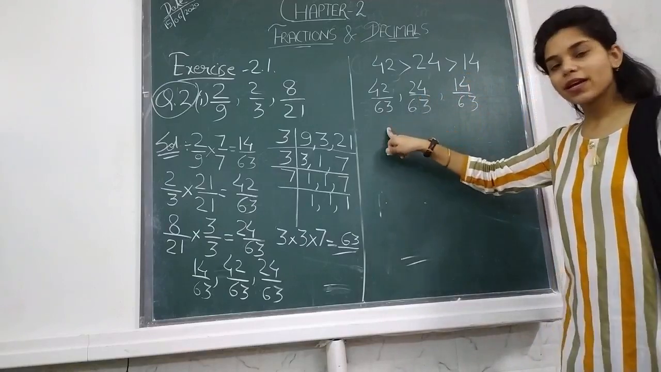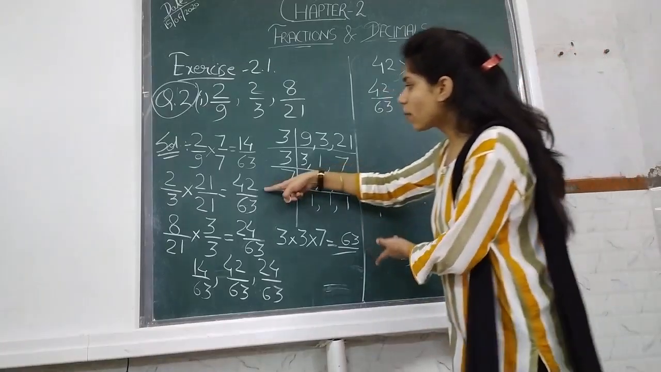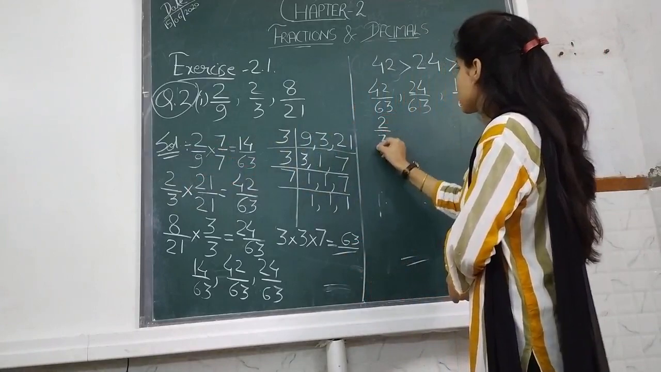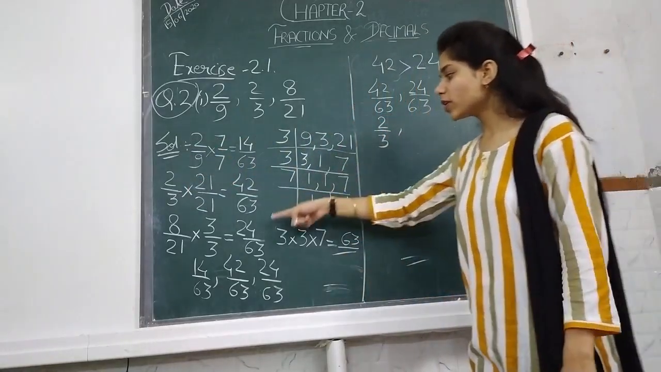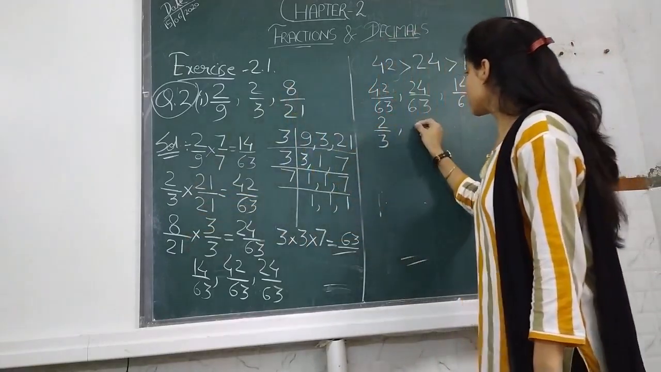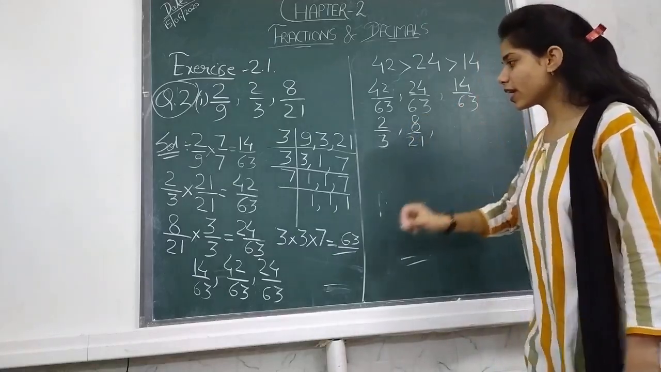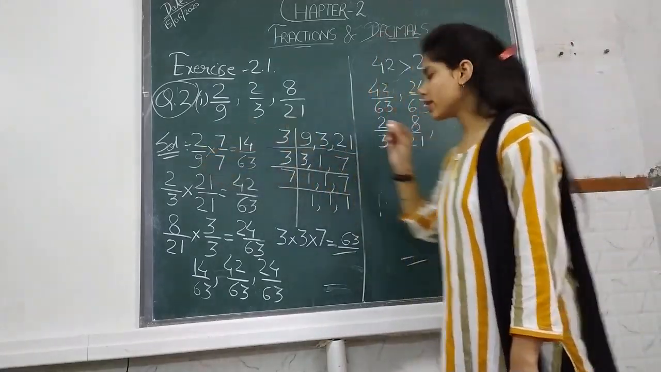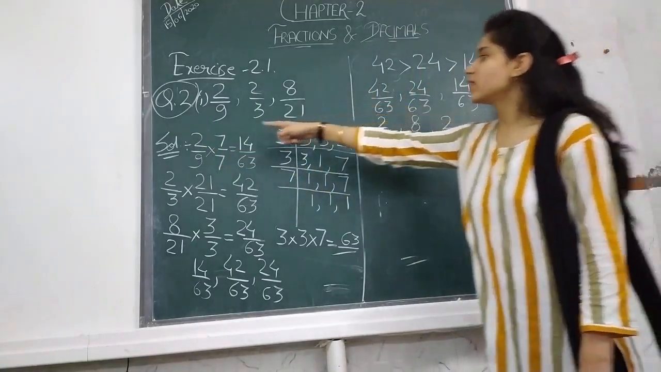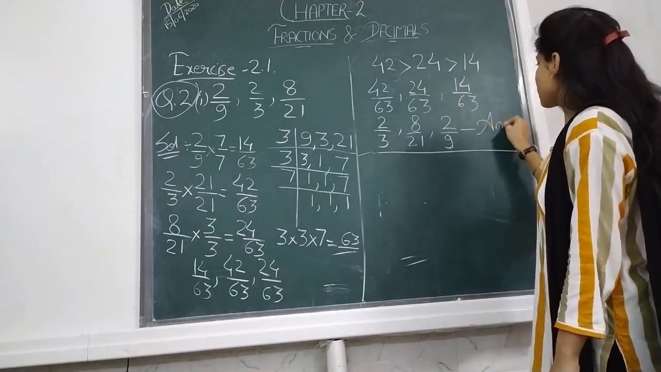So what is the original value of this 42 upon 63? The original value of 42 upon 63 was 2 upon 3. So it will come first. Then what is the original value of 24 upon 63? Yes, it is 8 upon 21. Now the original value of 14 upon 63 is 2 upon 9. So this is the descending arrangement of these fractions. Understood everyone? So this will be our answer.